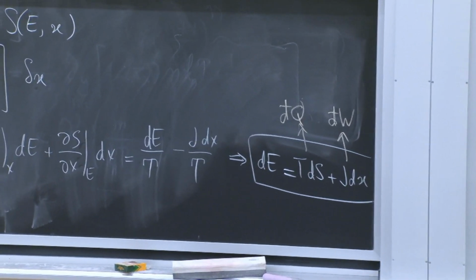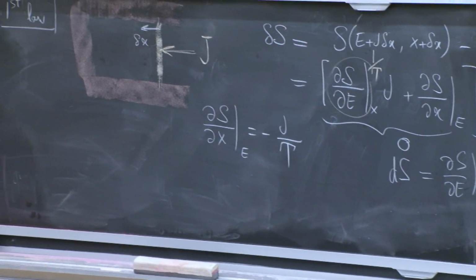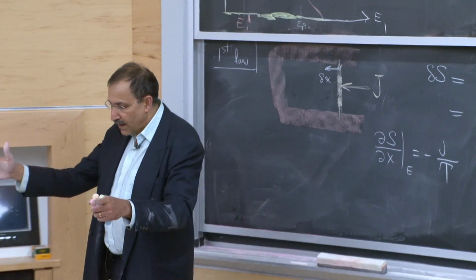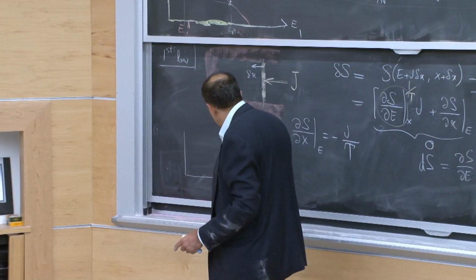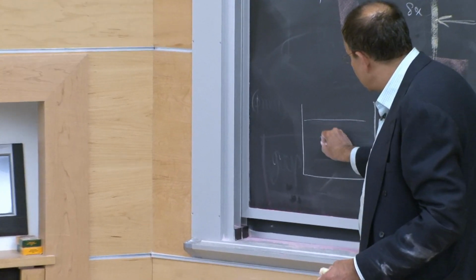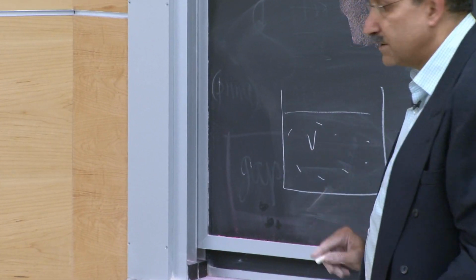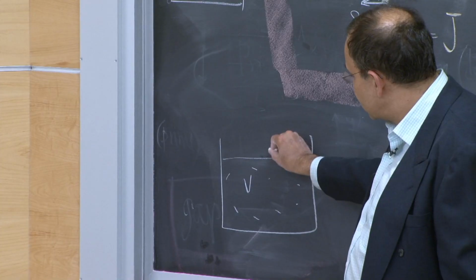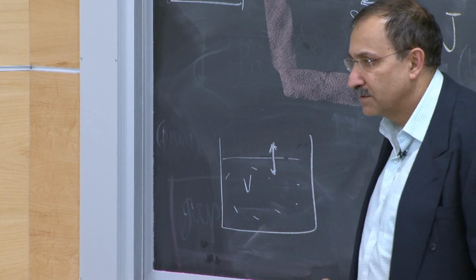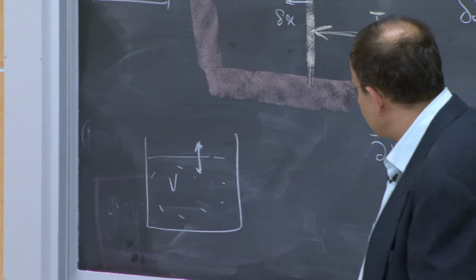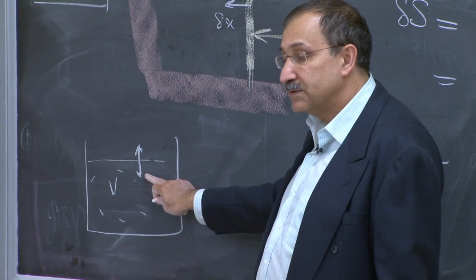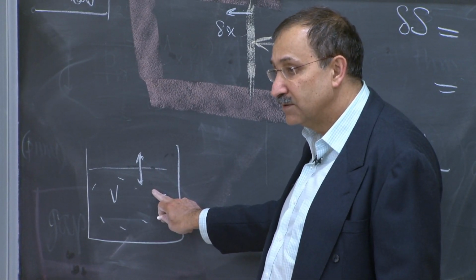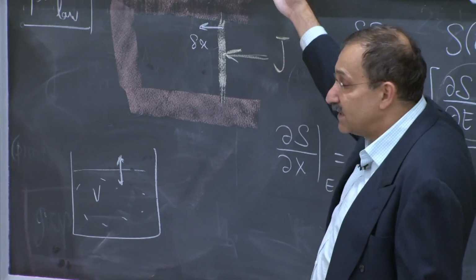Yes? Could you explain why you set that delta S to 0? Why did I set delta S to 0? Okay, so I have a box, and this box has a certain volume, and there's a bunch of particles here, but the piston that is holding this is allowed to slide to go up and down. Now, I can ask what happens if the volume goes up and down. If the volume goes up and down, how many states are available?